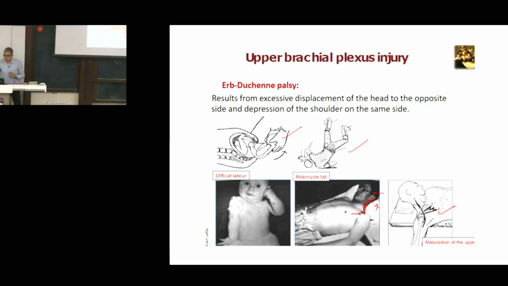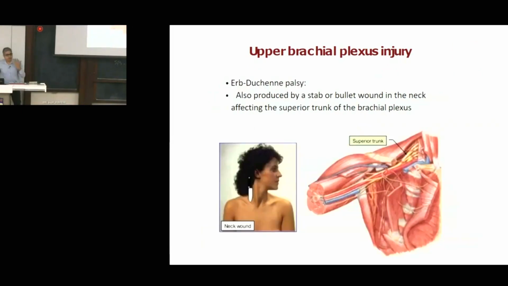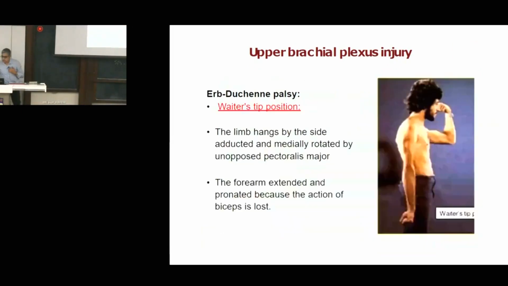So this is the other part, and this injury can also lead to this. So what is the permanent deformity now? What will the deformity be in this case? Here it is the waiter's tip position. So we will tell which things were paralyzed and what happened.